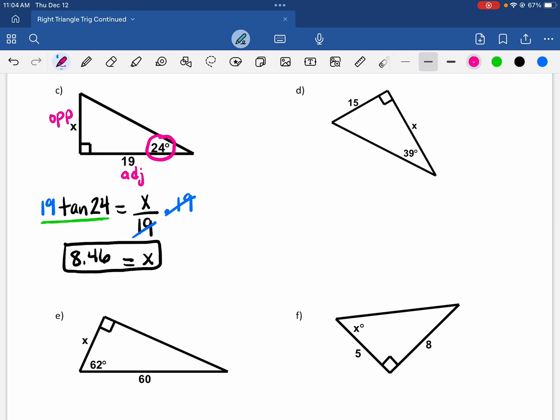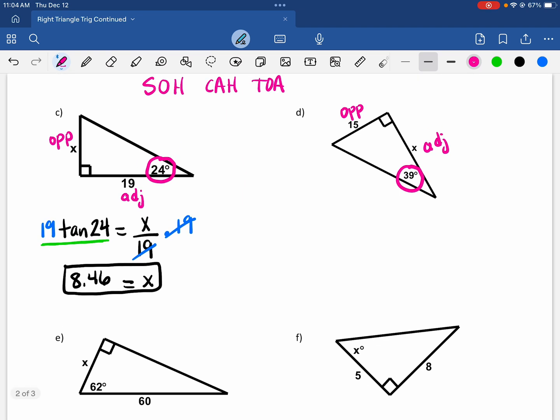All right, example D. Again, start at your angle. My angle is 39. I look at x. x is next to that angle, so that makes this adjacent. Look at 15. 15 is across from that angle, so that makes it opposite. If I think about my SOHCAHTOA, O and A again goes with tangent. That's the T. So tangent of our angle, which is 39, equals O comes first, so that's 15 over A, which is x.